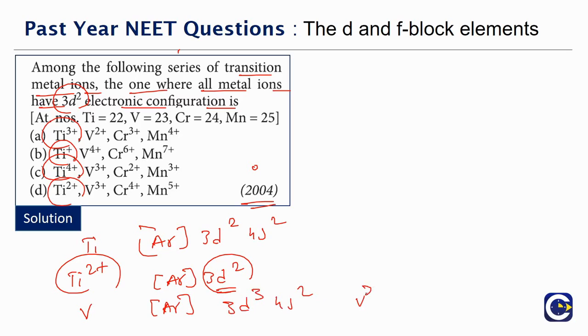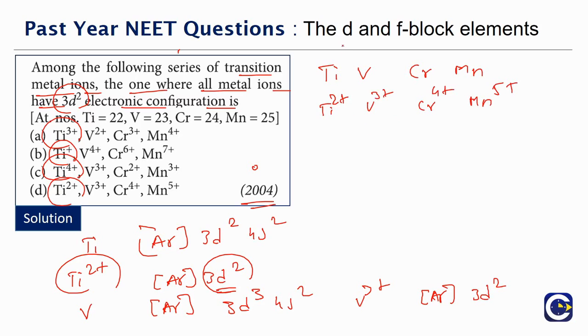Vanadium 3+ means we are removing one more electron. Again, it will be argon 3d2. Then if you check the order, titanium, vanadium, chromium, manganese, we will see titanium 2+, vanadium 3+, chromium 4+, manganese 5+. Because we are increasing one electron, right? We are increasing one electron, which means what?